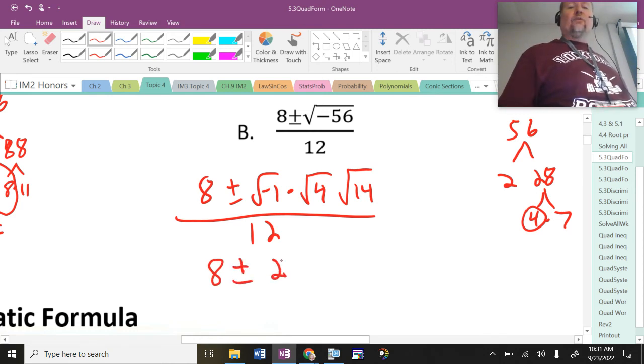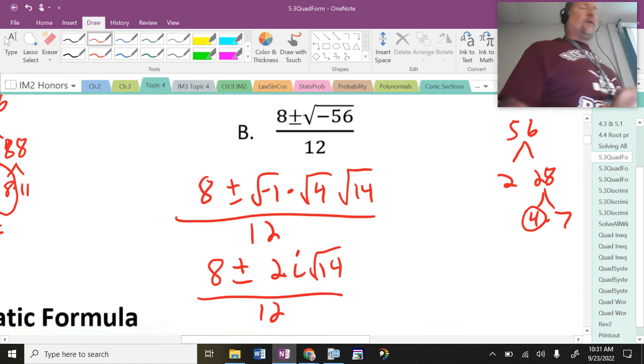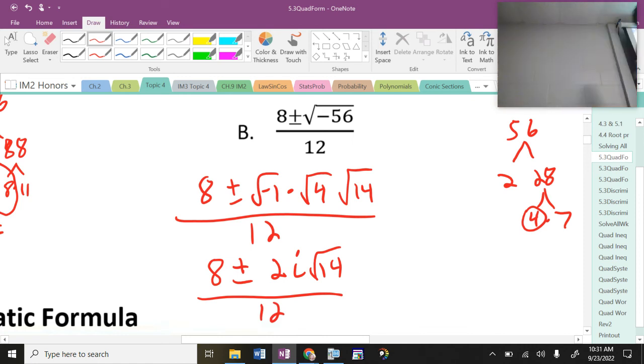Square root of 4 is 2. I like writing the i in the middle and then root 14 here. So again, I don't know what happens with structures. People move around the plus minus. I don't know. Again, this is math. This is math structures we've got to work on.